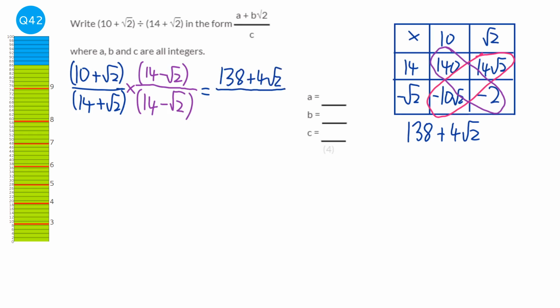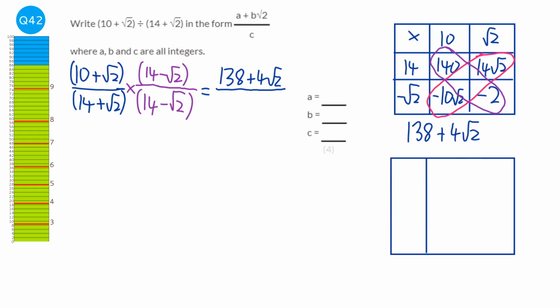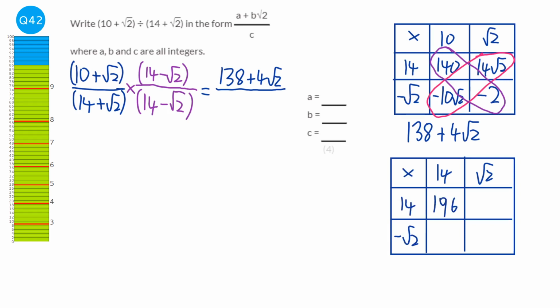And let's do the bottom. And I like these grids because you can see if you've made any mistakes quite quickly with these. You can check your working. So 14 plus root 2 times 14 minus root 2. You'll see why in a second we do the opposite. So 14 times 14 is 196. 14 root 2 minus 14 root 2 and then minus 2.